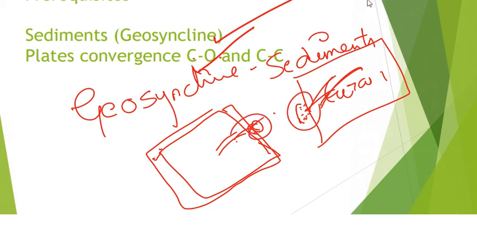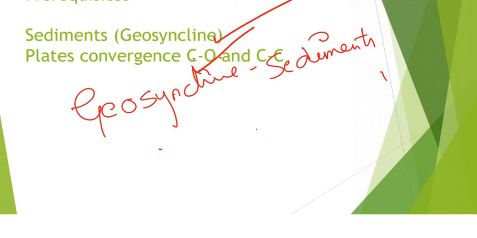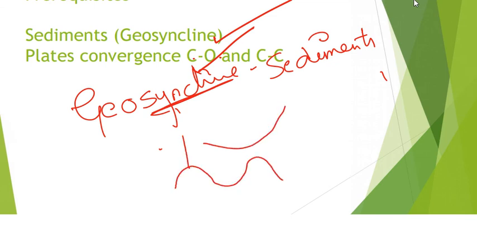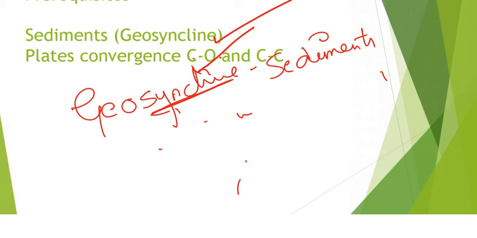But what is this geosyncline? Syncline means, this thing is syncline. Suppose a fold is happening. This is called an anticline, and this is a syncline. Okay, you understand what a syncline is, so we will understand what a geosyncline is.